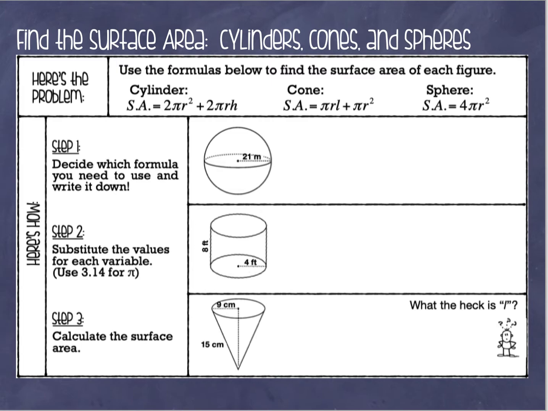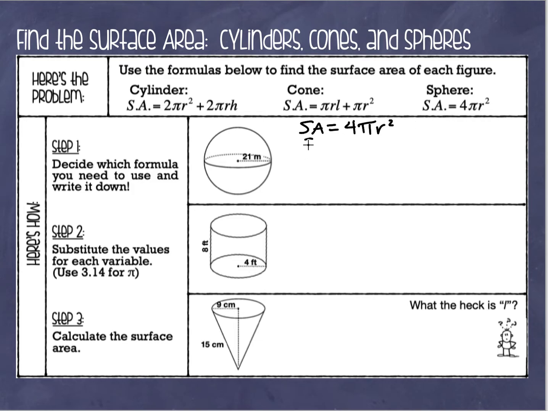Ready? So this is obviously a sphere, right? It looks like a basketball, we could say. And I'm going to start out by writing down this formula. So the formula for a sphere is that the surface area equals 4 times pi times the radius to the second power, right? I'm just copying it from up here.